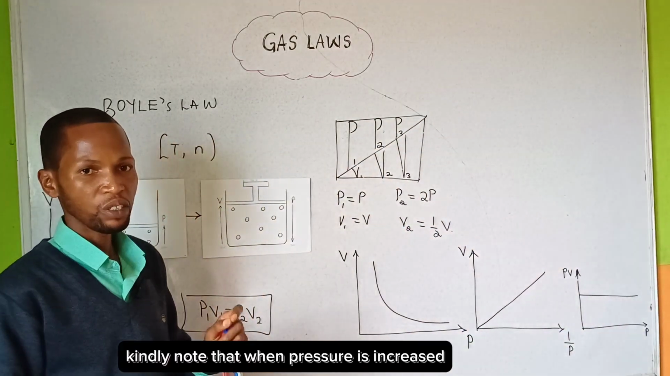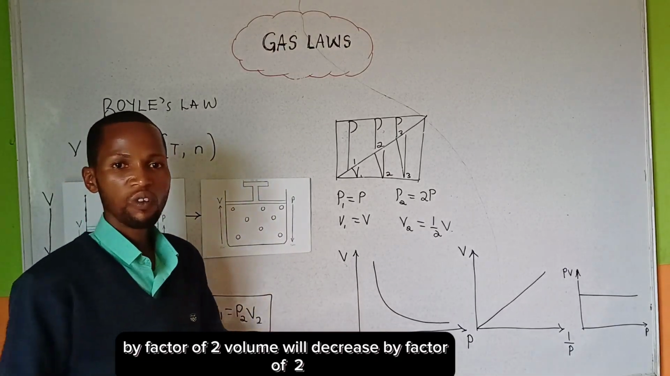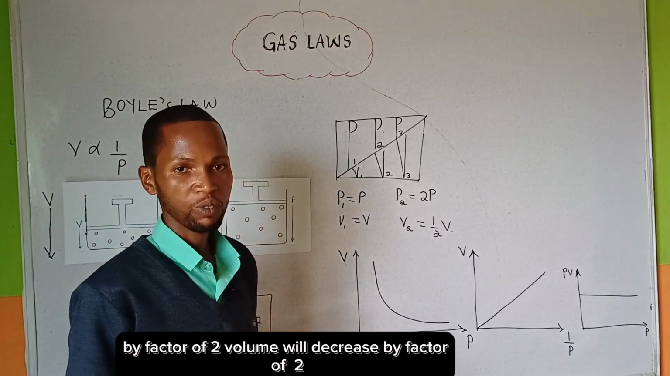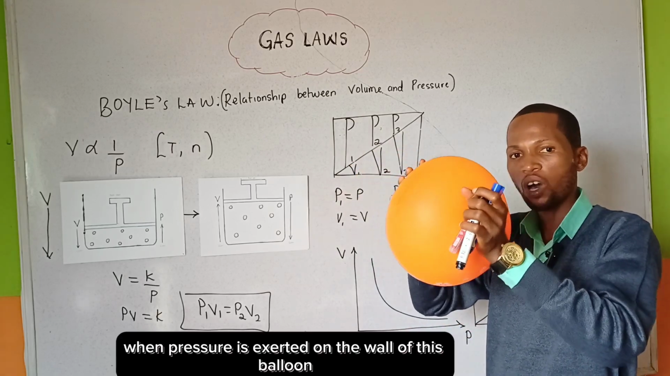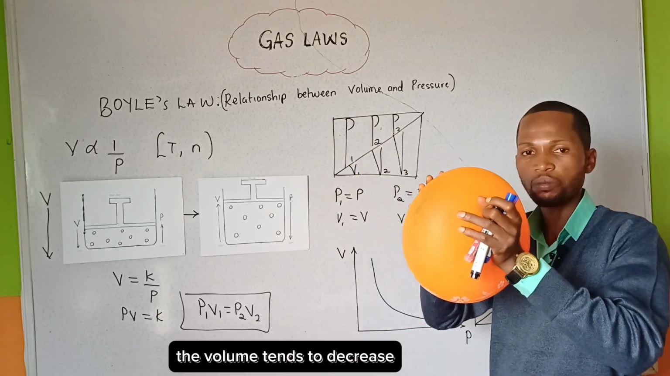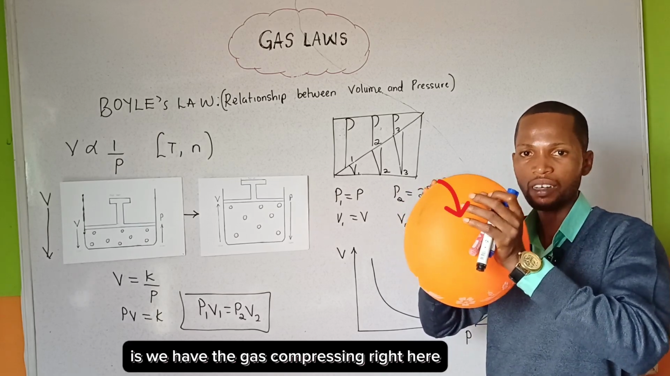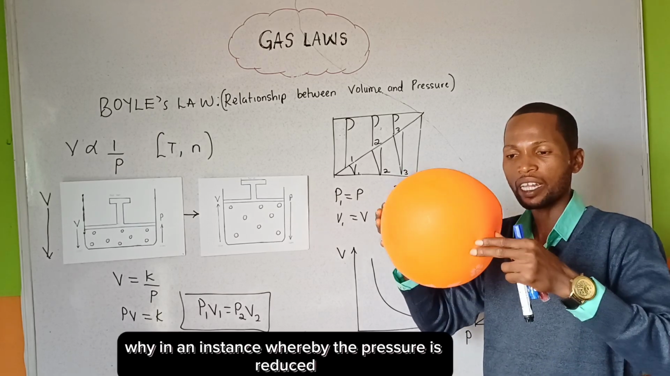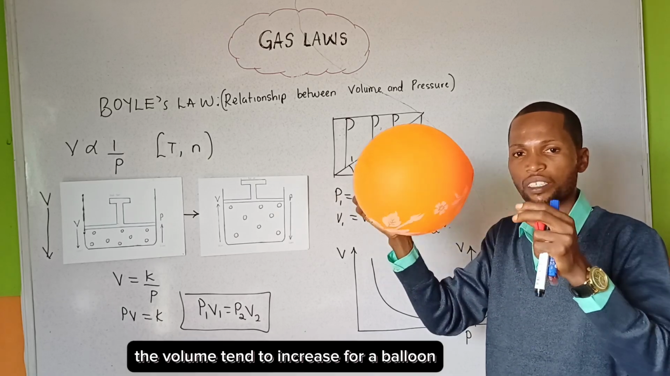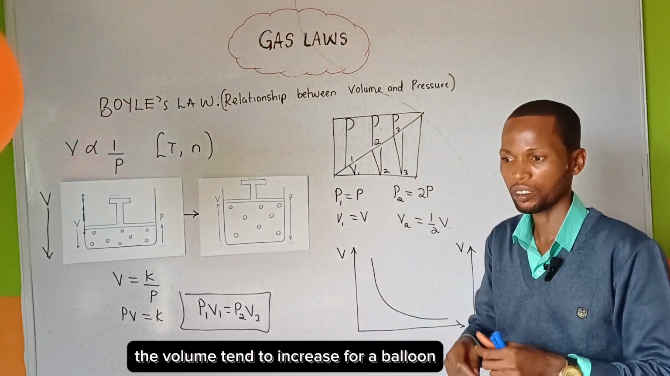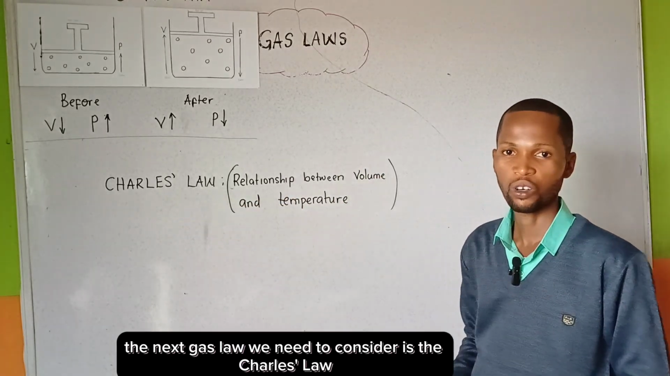So please kindly note that when pressure is increased by a factor of 2, volume will decrease by a factor of 2. When pressure is exerted on the wall of this balloon, the volume tends to decrease. We have the gas compressing right here, while in an instance whereby the pressure is reduced, the volume tends to increase for a balloon. The next gas law we need to consider is Charles's law.